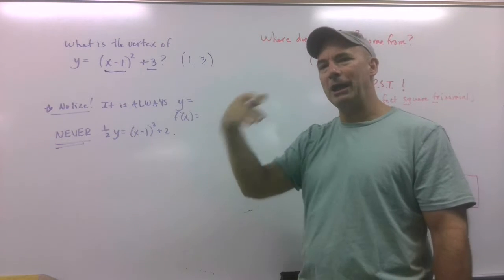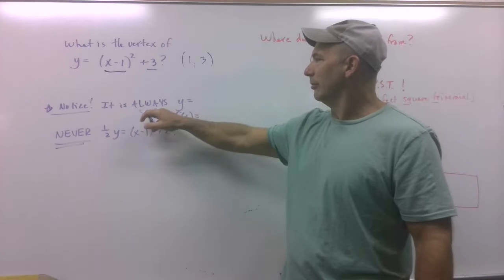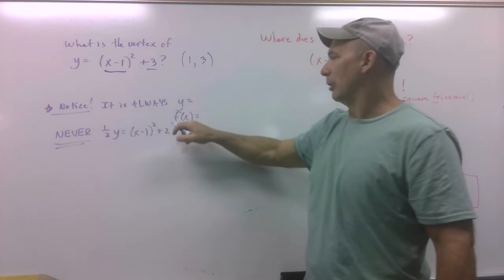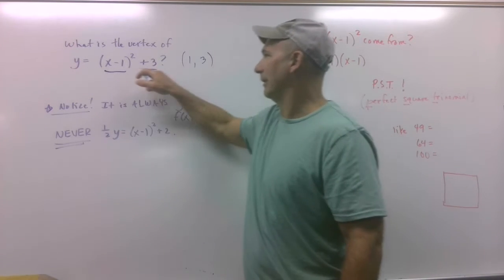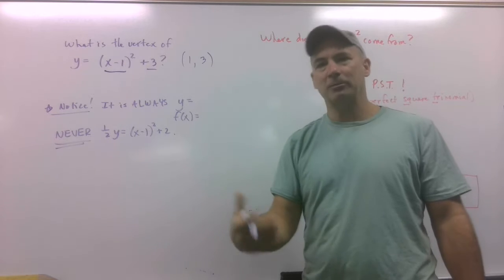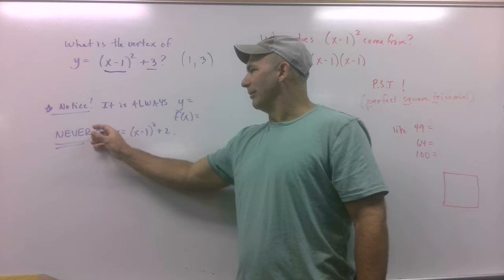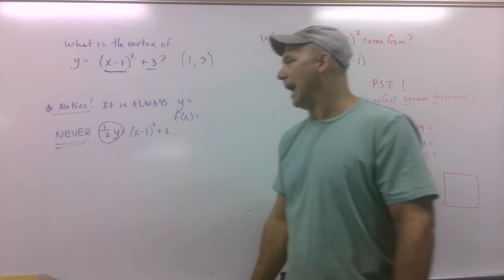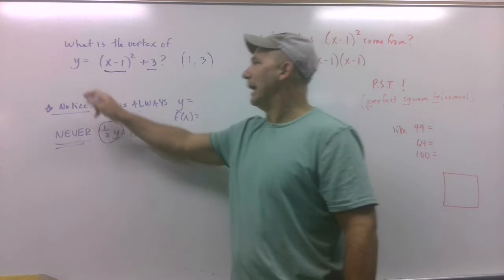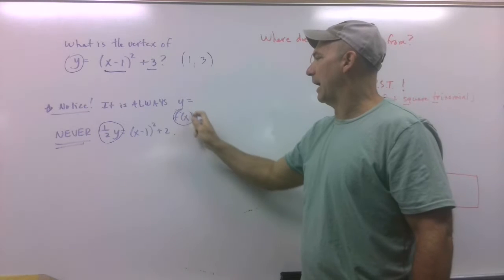My point is more algebra-ish. I want you to notice something. It is always y equals, and then it looks like this, or f of x equals this. You guys are getting used to that format. It's kind of like y equals mx plus b. You've seen it forever. But what I want to point out to you is it's never 1/2 y or 2y. The y is always isolated, alone. Same with the f of x.